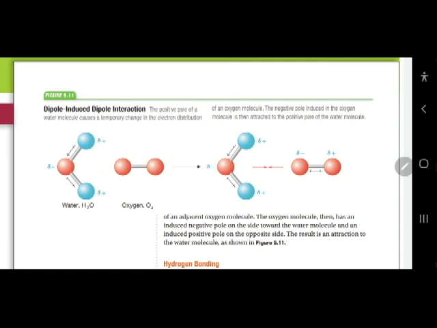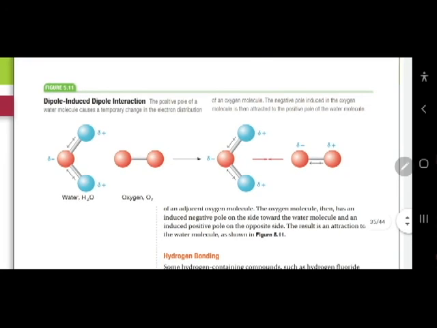This is our lesson today, which is dipole forces, and our next video will be about hydrogen bond.